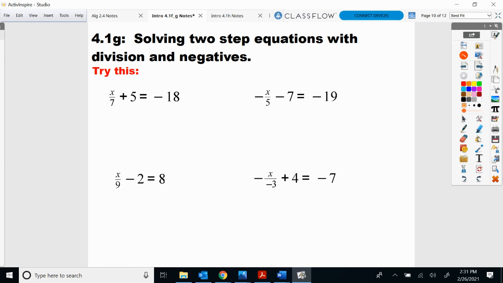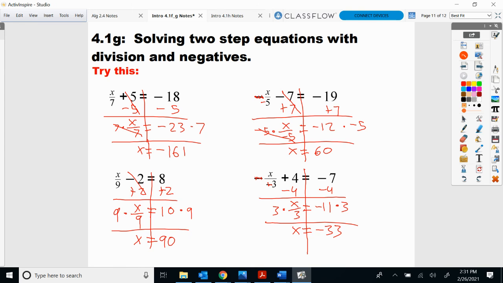All right, let's take a look at our answers to these. Okay, so here's our first one. So we would need to go -5 to each side. That's going to get us -23. And then we would multiply by 7 right there and over here. And we end up with x is equal to -161.